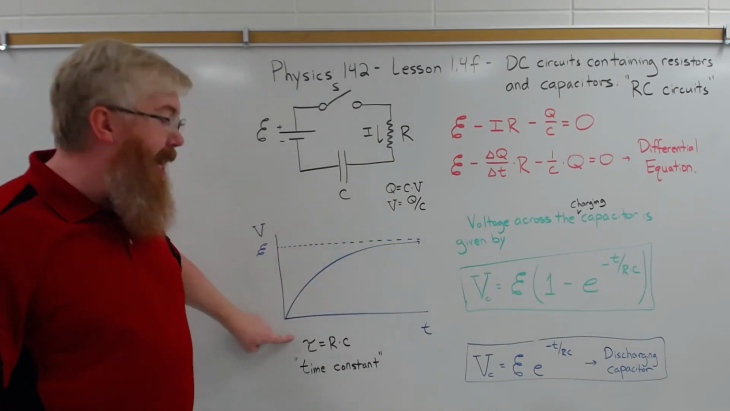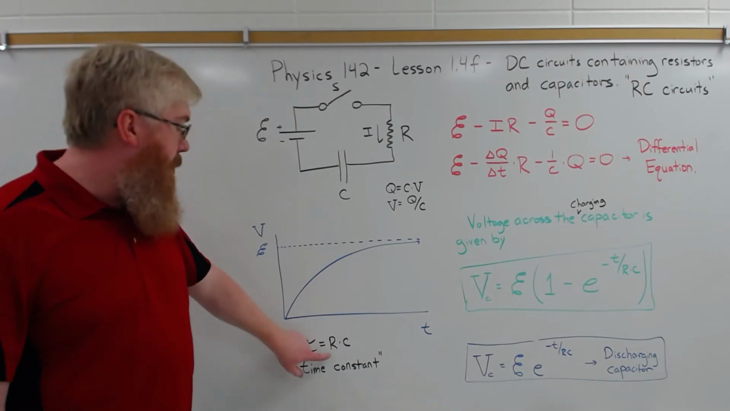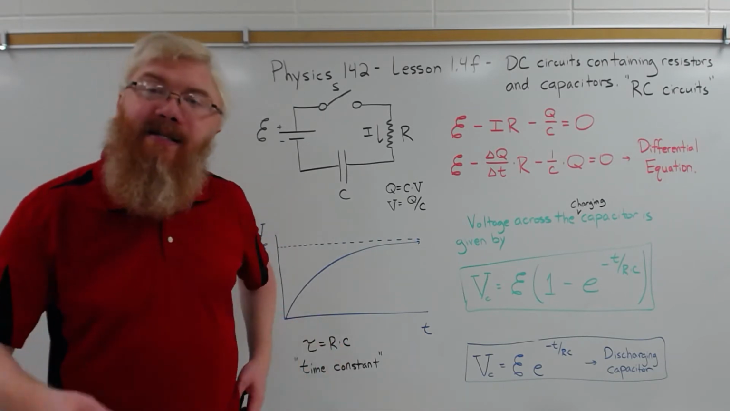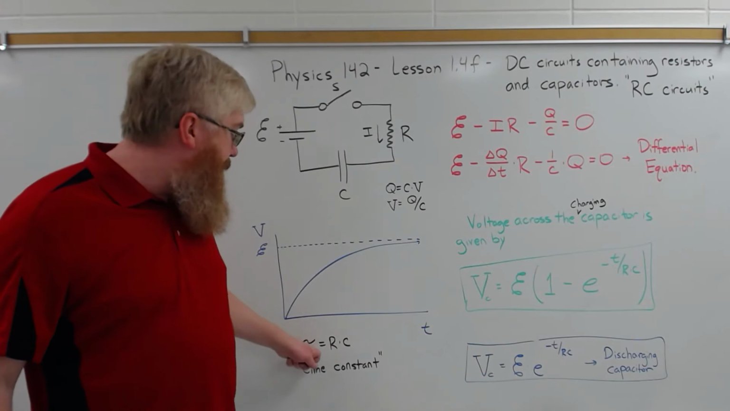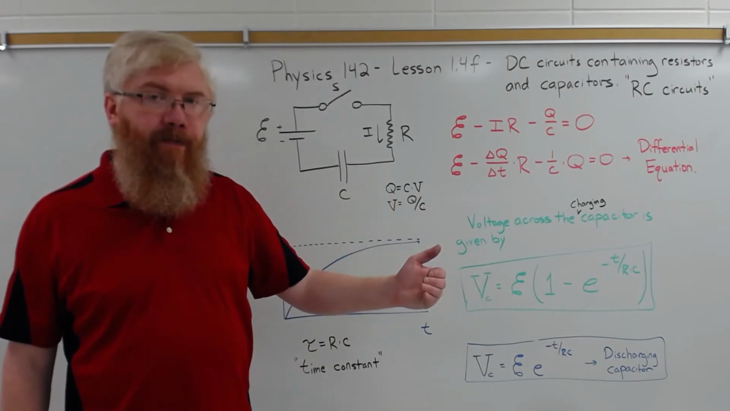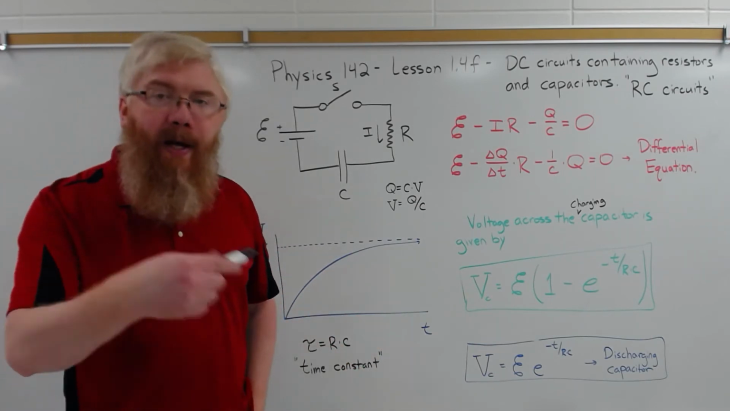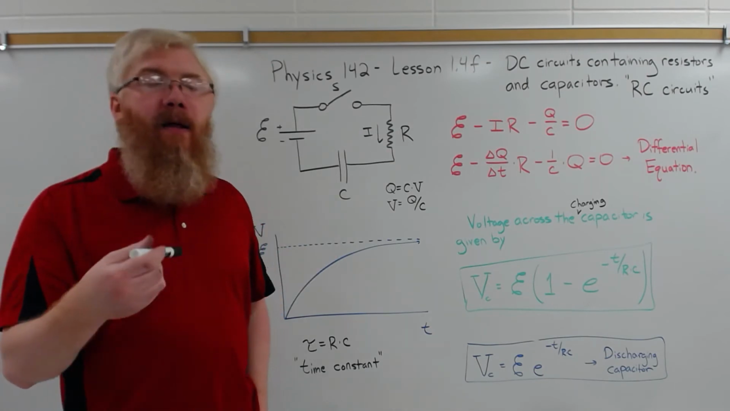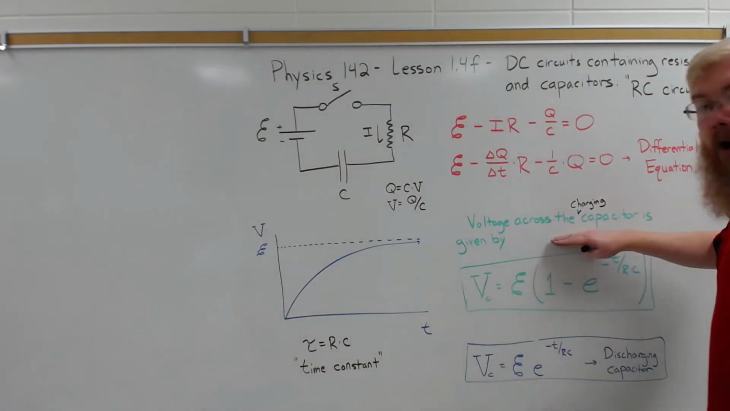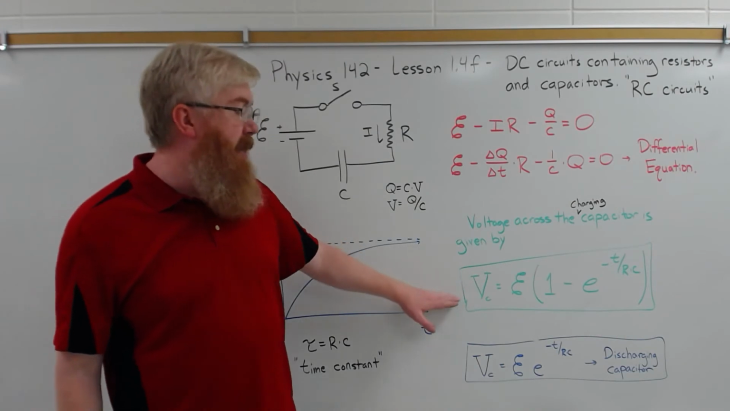So there's a thing called a time constant, tau. This is the Greek letter tau, representing the time constant, which is R times C. R is the resistance value of the resistor, C is the capacitance of the capacitor. The bigger tau is, the slower your capacitor charges. So by changing R or changing C, or both, you can change how quickly the capacitor charges up. So the voltage across a charging capacitor is given by this equation here.